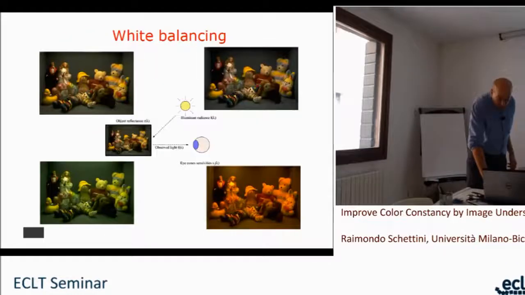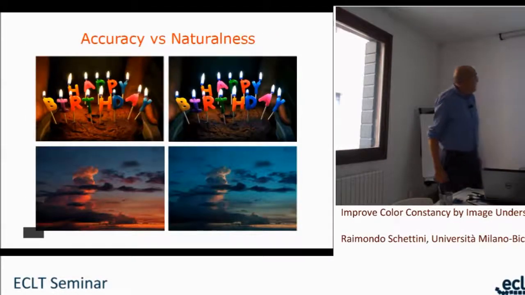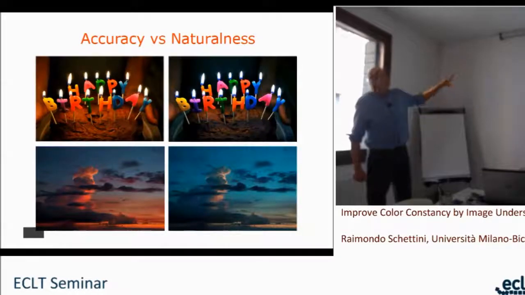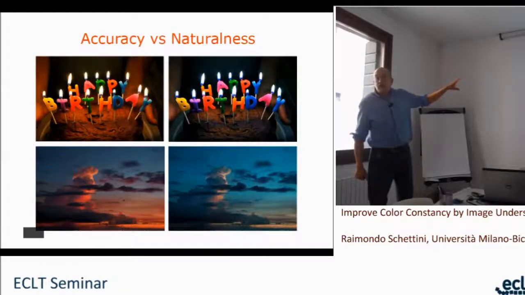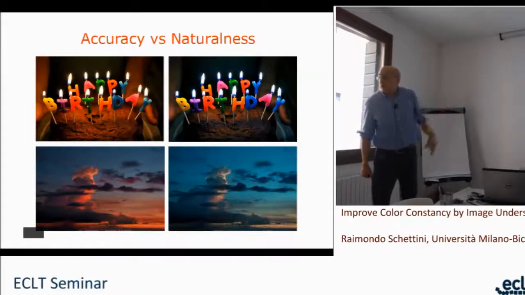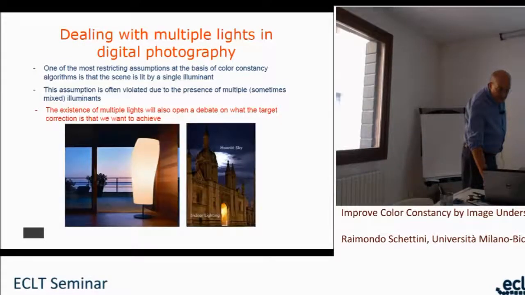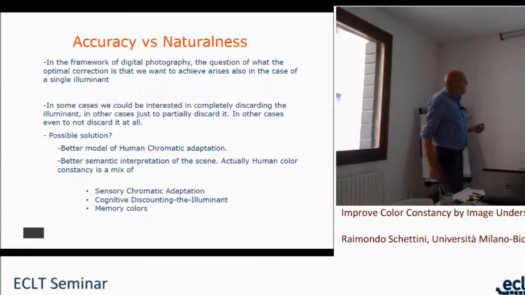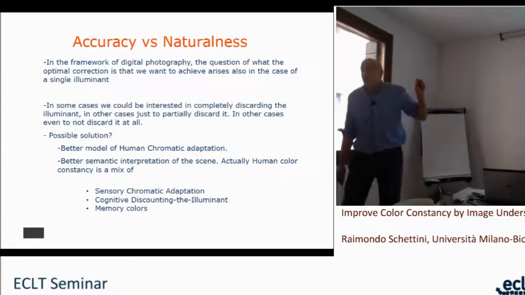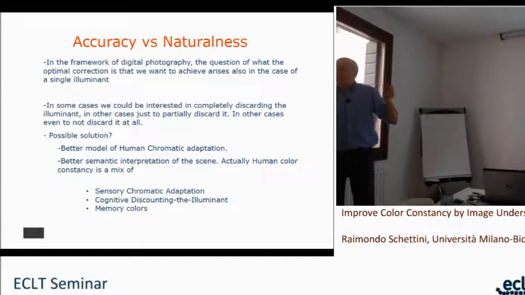Now I think I have a couple of images here. If you take a picture with only the light of the candle on your cake, you don't want that perfectly neutral. You don't want me to remove completely the reddish cast on your sunset. So what can I do? In that case, what is important is to keep what is called the naturalness of the scene. So the scene should look natural to your eye.